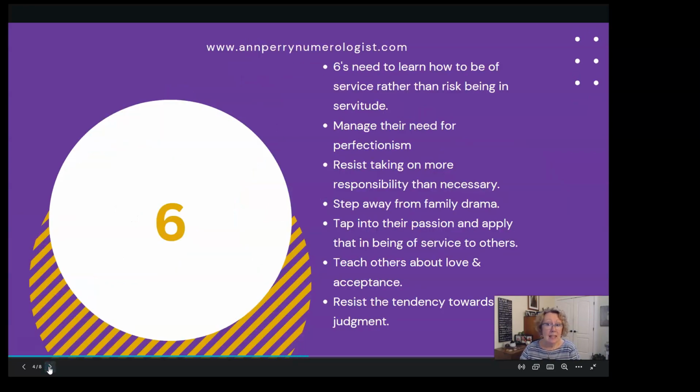So 6s, in general, need to learn how to be of service rather than risk being in servitude. The 6 has a tendency to measure their worth based on how much they can deliver, how much service they can be. So we want to learn how to balance that out so we don't become a person who's acting out of servitude. We have to learn with the 6 energy to manage your need for perfectionism. All things are subjective, right? Your idea of perfection might not be somebody else's idea of perfection.